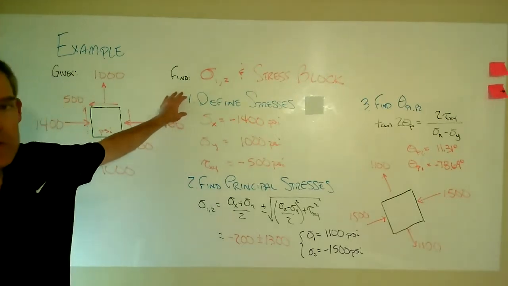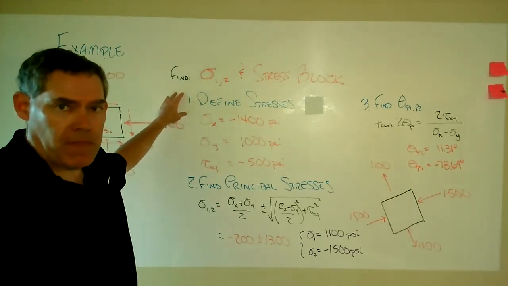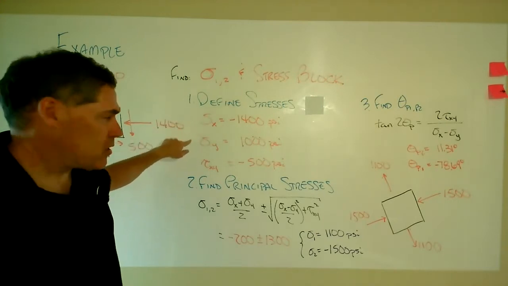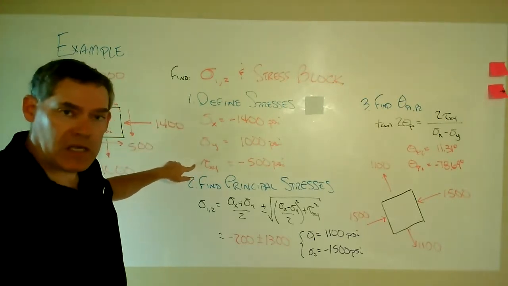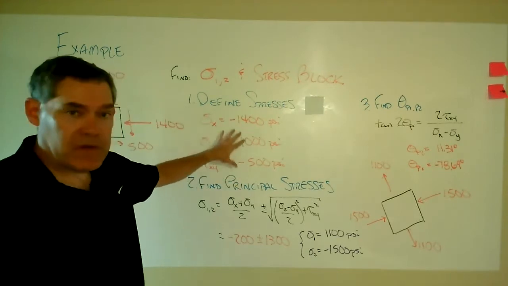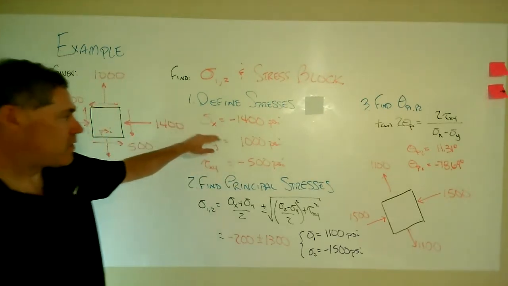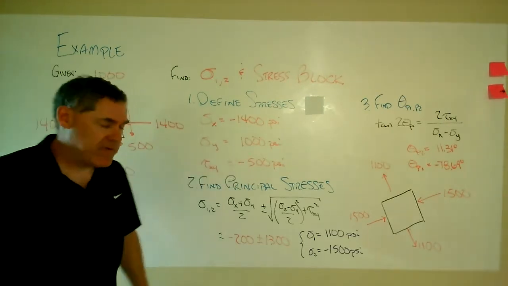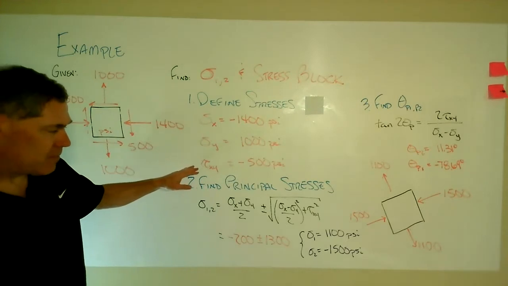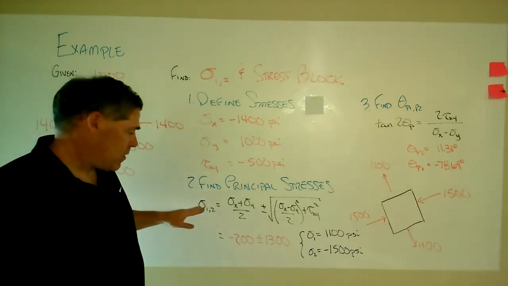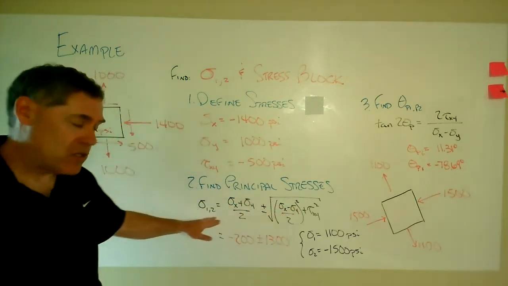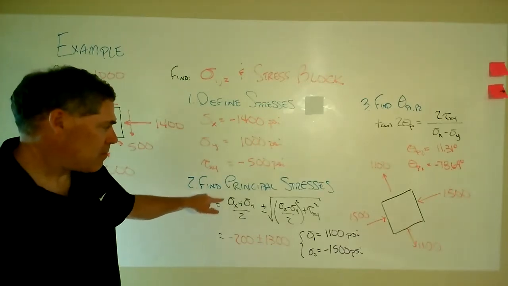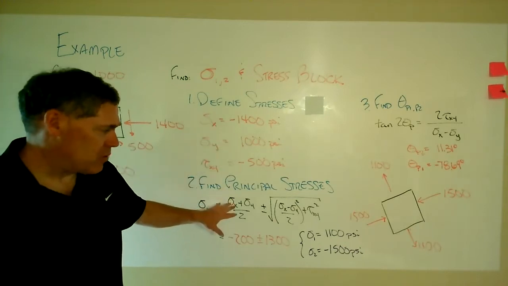Right? So first step is to define what our state of stress is and identify the normal stress on the two orthogonal planes and the accompanying shear stress. And we've done that before. That's the minus 1400 for X, positive 1000 or tension for Y, and the minus 500 for the shear stress. Then we go and find the stress equation that gives us the principals, or the largest ones, right? And we're just going to substitute those values in.